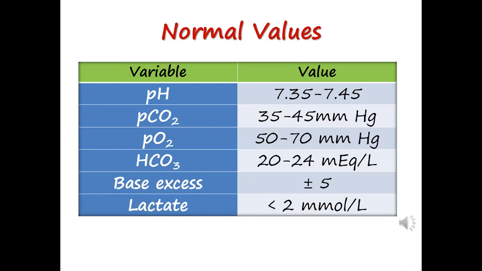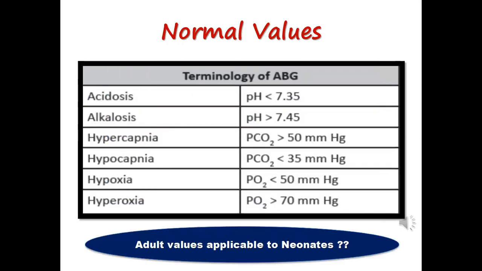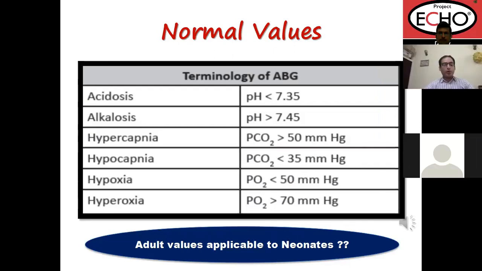Next slide. So if the pH is less, we know it is acidosis. If the pH is more than normal, we know it is alkalosis. Similarly for CO2, if it is high, we know it is hypercapnia. If it is low, it's called hypocapnia. For oxygen, if it is low, we call it hypoxia, and if it is more, it is hyperoxia.